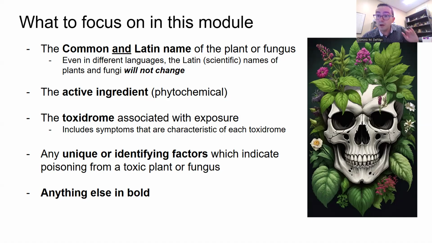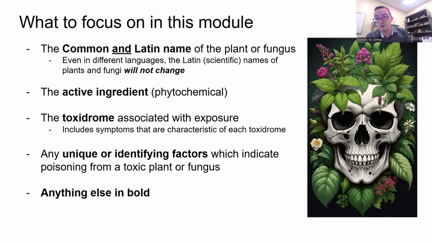Moreover, you're going to want to take note of the active ingredient, or in this case, the most active toxin of each plant, which contributes towards its mechanism of action, which causes toxicity in this matter. The active ingredient is always a phytochemical. A phytochemical simply means it is a chemical naturally produced within a plant. Phyto meaning plant. You will find the toxidrome, or sort of appearance or grouping of symptoms, which is associated most with each exposure. And that includes the symptoms that are characteristic of each toxidrome.